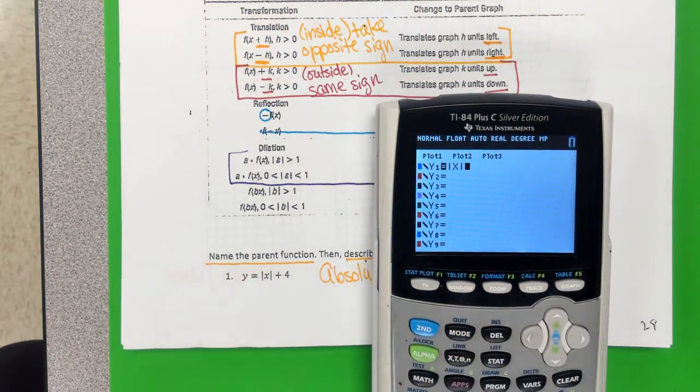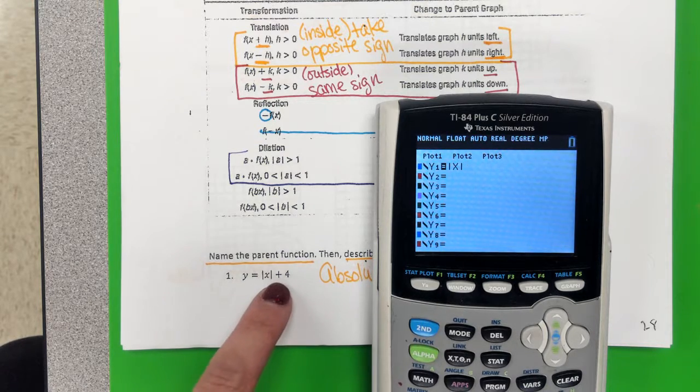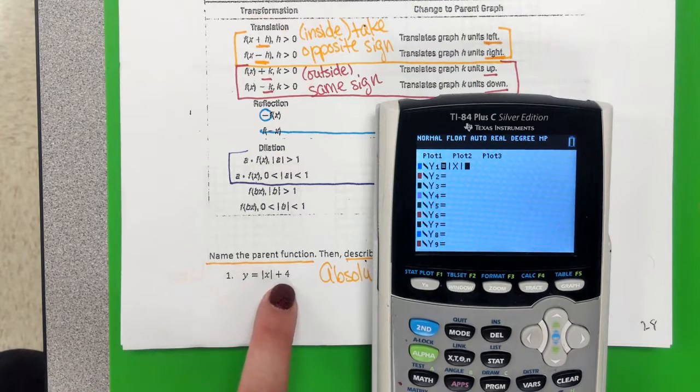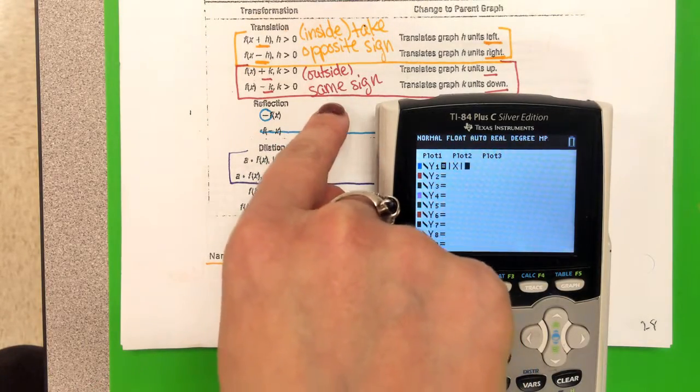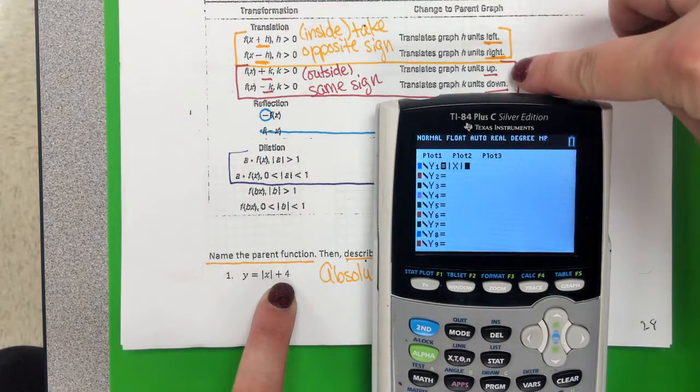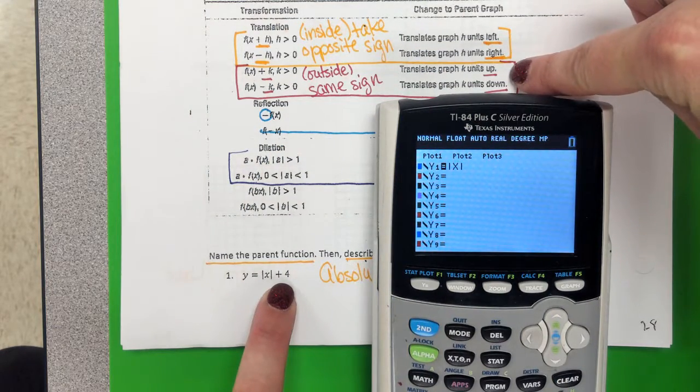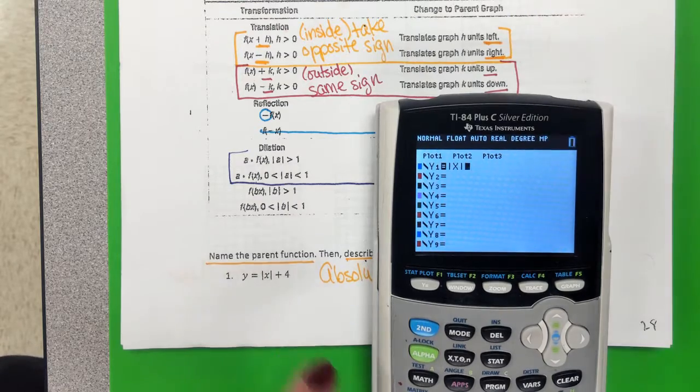Now what we need to do is graph this one along with it so that we can see what happened. But already you should know what happened because this is an easy one. That 4 is outside. If that 4 is outside, we keep the same sign and it moves where? Down. It's the positive 4. It's going to move up 4, right? So here we go. Let's do it again.